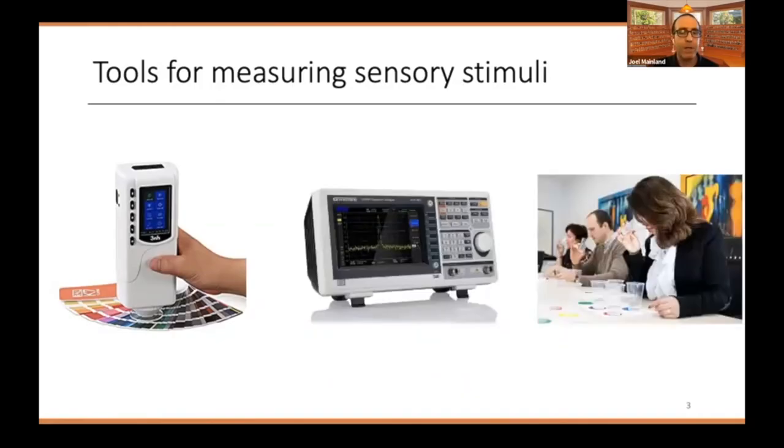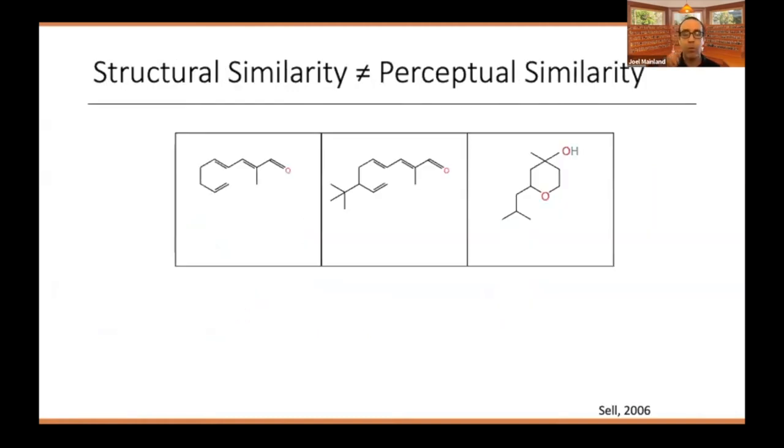However, in olfaction, we don't have an instrument. We have instruments that can measure physical properties, but we don't have instruments that reliably predict perceptual properties. So currently, the gold standard in the field is still a human sensory panel, which is both expensive and time consuming. So why do we still use sensory panels instead of instruments? It's because we don't really understand the precise mapping from structure to percept.